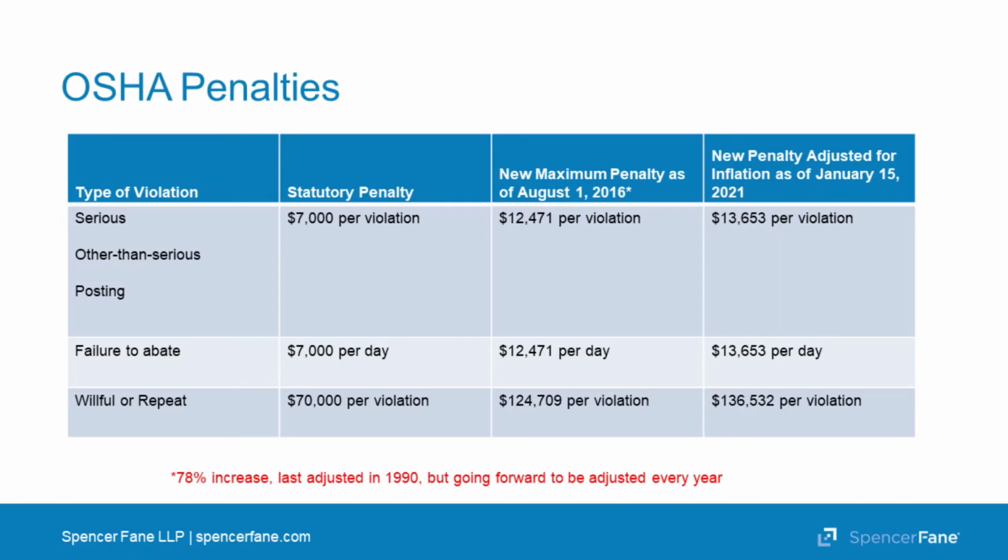OSHA's enforcement authority right now, as of January 15th, 2021, for a serious or other than serious violation is approximately $14,000 per violation, and the penalties can go up for failure to abate or a willful or repeat. Most of the enforcement cases that I've seen for the healthcare sector have identified a handful of relatively small penalties and small citations, with enforcement cases maybe anywhere from about $10,000 to $50,000. Most of these cases arose as the result of fatalities in the healthcare facility, and following that fatality, OSHA came out and did an inspection.